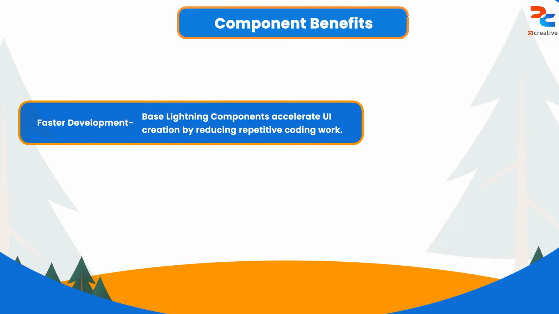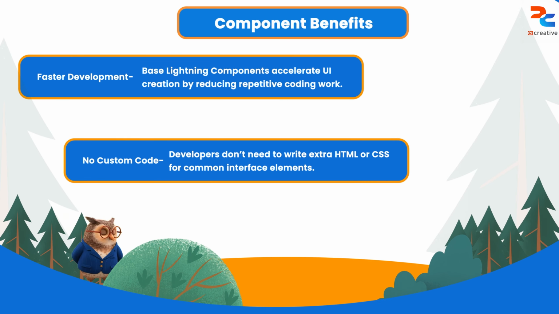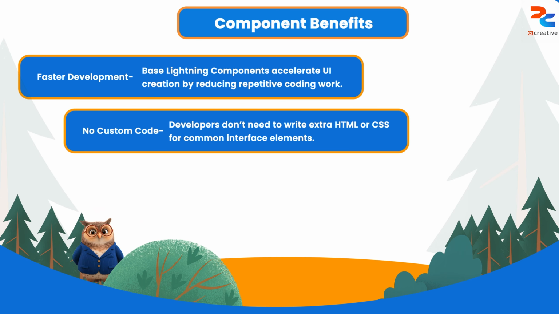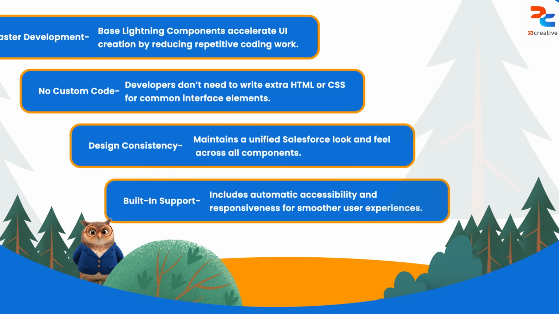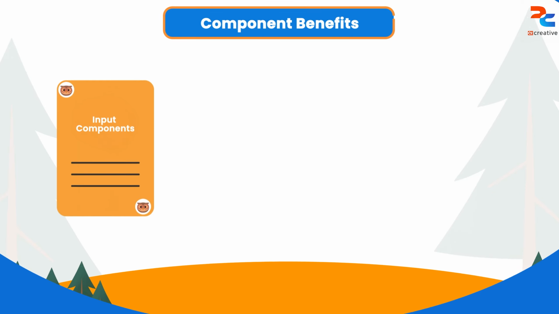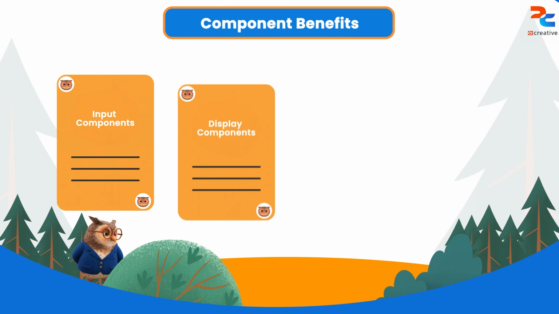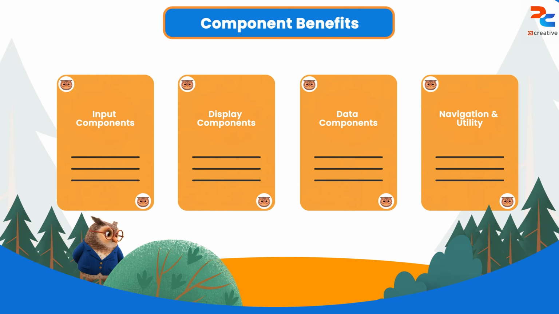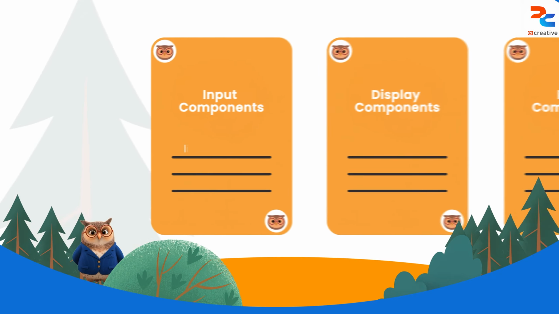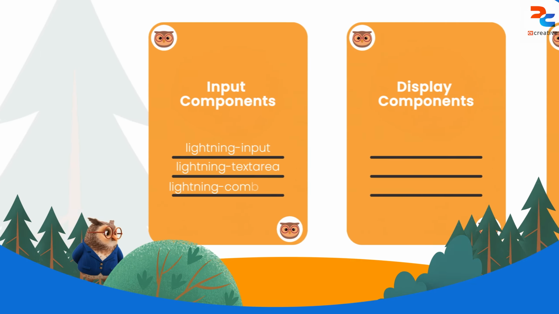These components significantly speed up development by eliminating the need to write custom HTML and CSS for standard UI features. There are many components available in base lightning components. They can be categorized as input components, display components, data components, navigation components, and utility components. Under input components, it contains lightning input, lightning text area, lightning combo box.